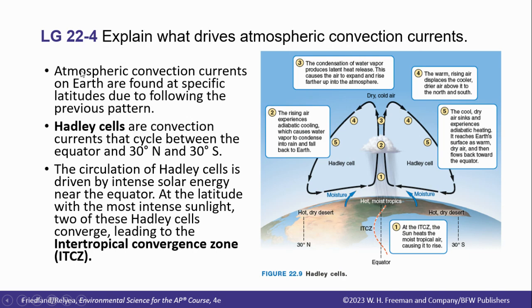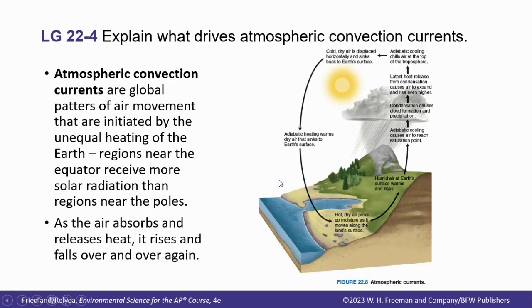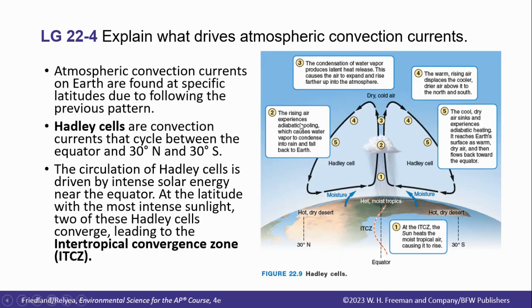So atmospheric convection currents on Earth are found at specific latitudes due to the previous pattern. So it's talking about this. So that's convection currents. Okay, the Hadley cells are convection currents that cycle between the equator and 30 degrees north and 30 degrees south. Okay, so that's on either side of the equator.